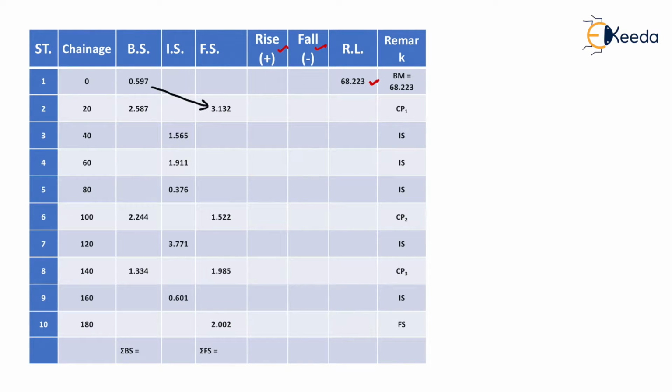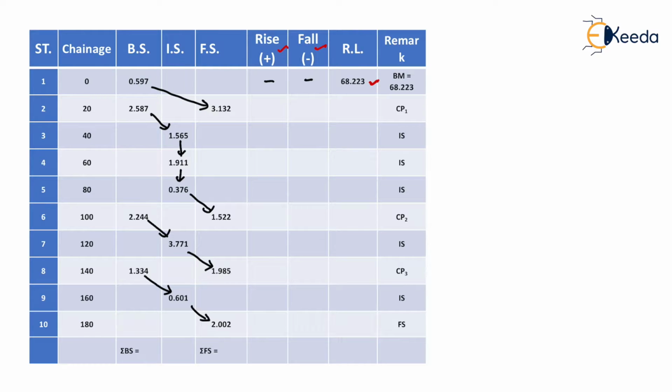That is our first survey from the first instrument station. That is the second survey from the second instrument station like this. That is the third survey from the third instrument station, and that is the fourth survey from the fourth instrument station. Now the first RL is already given here, so we don't need to calculate the rise and fall value.